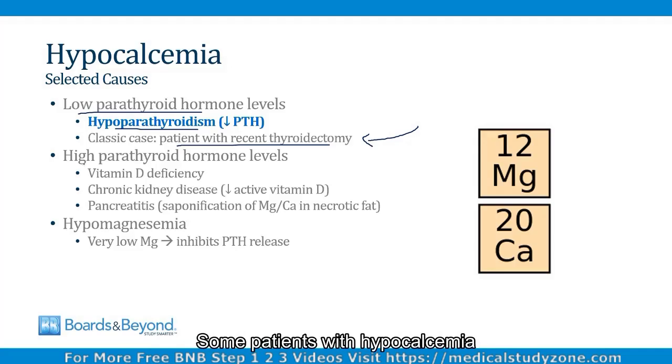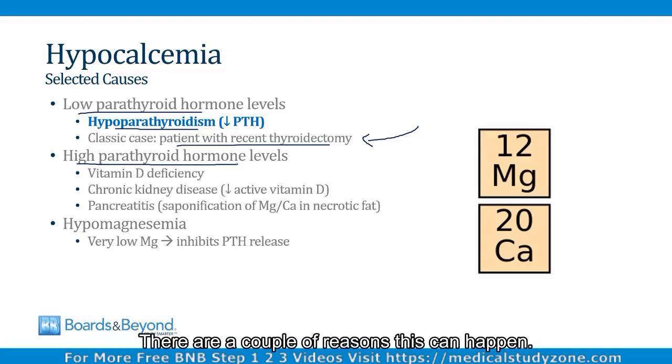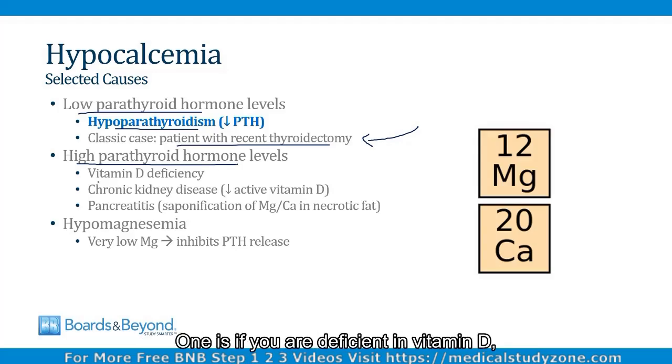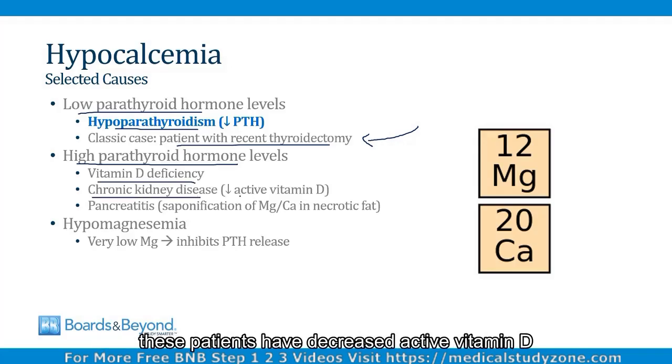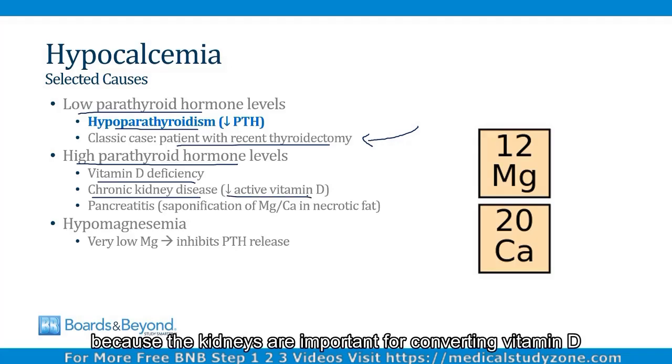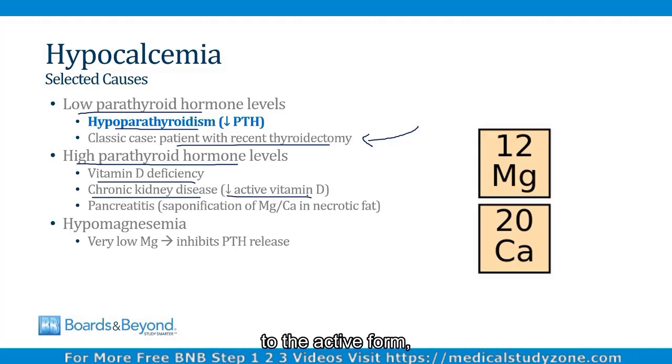Some patients with hypocalcemia have high parathyroid hormone levels, and in these patients the parathyroid gland is trying to raise the serum calcium level, but it's not effective. There are a couple of reasons this can happen. One is if you are deficient in vitamin D, because you need vitamin D to maintain a normal serum calcium level. This often happens in patients with chronic kidney disease. These patients have decreased active vitamin D because the kidneys are important for converting vitamin D to the active form.